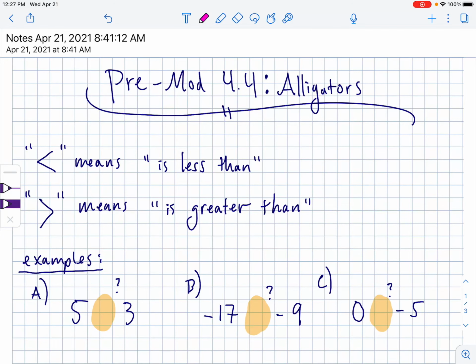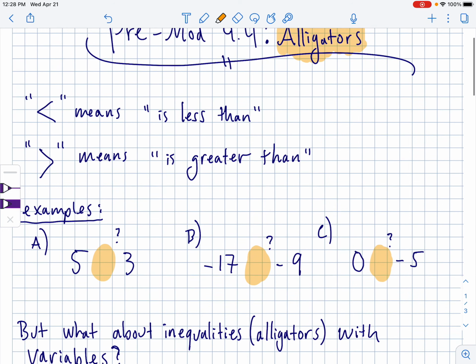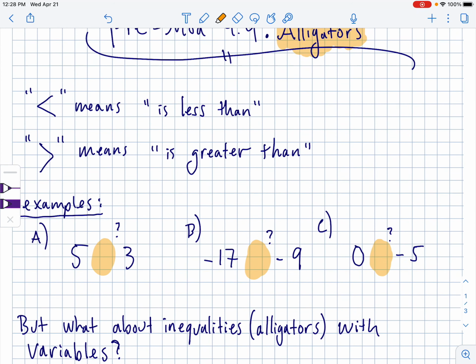All right, before we get into mod 4.4 for AGS1, we're going to do a little talk about inequalities, which I like to call alligators, because that's how I remember how they work. They work a lot like an alligator. Before we talk about how they work, let's just look at the symbols themselves.